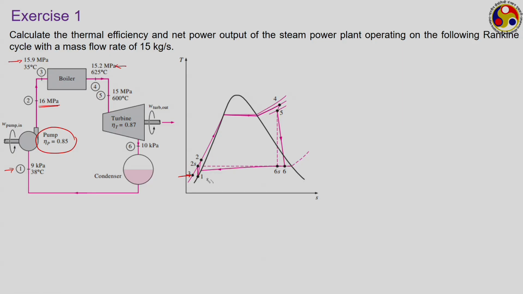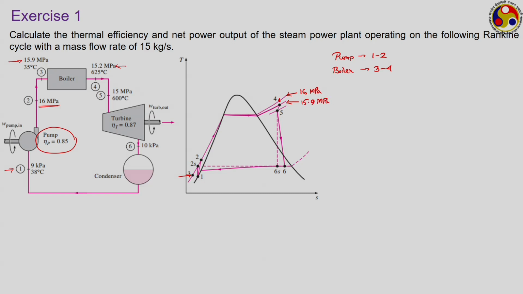So, 2 is the exit state of the pump, that is, your pump operation is associated with the process 1 to 2. However, the boiler operation is associated with not 2, but it starts from point 3 and proceeds to point 4, and this is your point number 4. Had the fluid entered the boiler with the same pressure of 16 megapascal, that is, there is no pressure loss, then it would have ended up somewhere here. But this particular line is the 16 megapascal line, and this line is that 15.9 megapascal line.